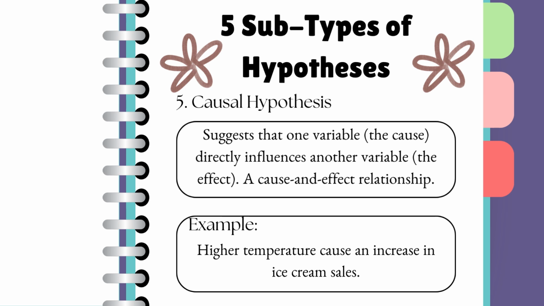A causal hypothesis suggests that one variable, the cause, directly influences another variable, which is the effect. A cause and effect relationship. For example, higher temperature causes an increase in ice cream sales. The statement is causal because it says one thing, higher temperature, directly causes another thing to happen, which is more ice cream sales. Cause and effect.